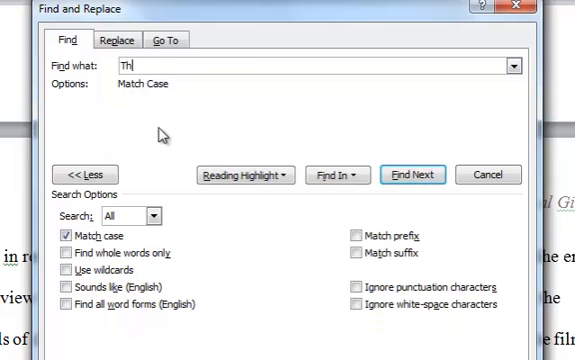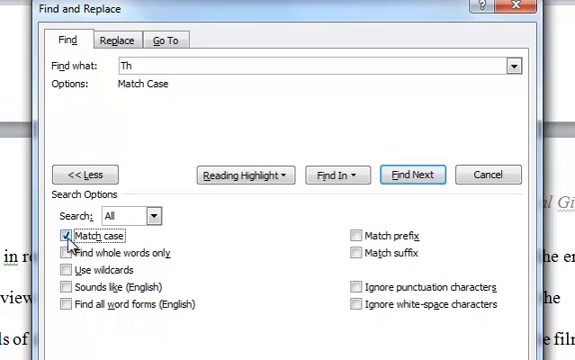TH. Right now, the first thing that you might think is, okay, if I just tell it to find THs in my paper, isn't it going to find all THs, not just at the beginning of sentences? It would, except we're going to go down here and click this box, Match Case. That means that it is going to pay attention to whether these letters are capitalized or not.